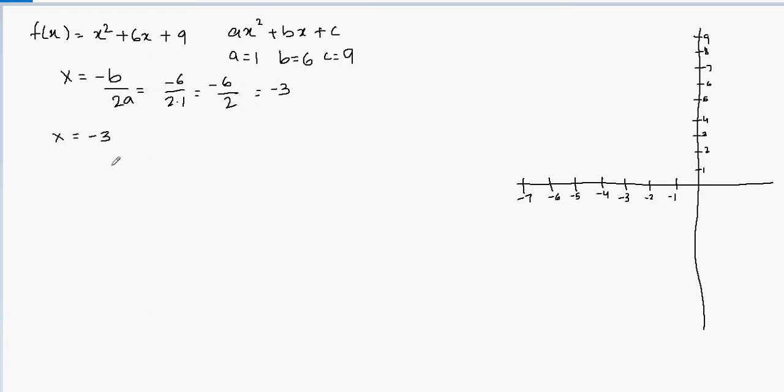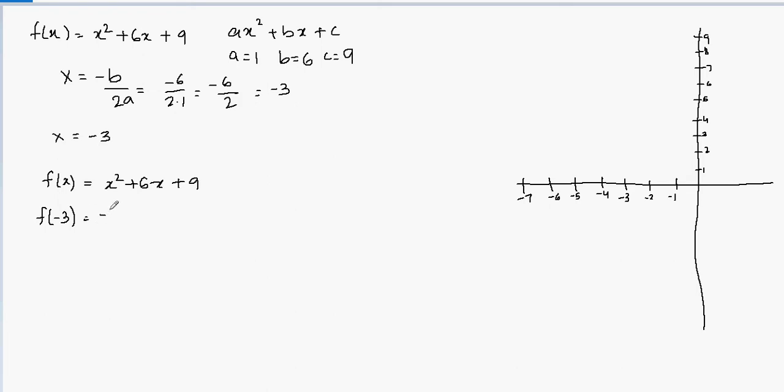Now we just have to find the y value of the vertex. For finding the y value of the vertex, we're going to substitute x equals negative 3 into our original function. So our original function is f of x is equal to x squared plus 6x plus 9. We'll just plug in x equals negative 3 into this function. So let me write the function first, x squared plus 6x plus 9. Now going ahead and plugging in the value of x, x is negative 3 here, and we'll replace all x with negative 3.